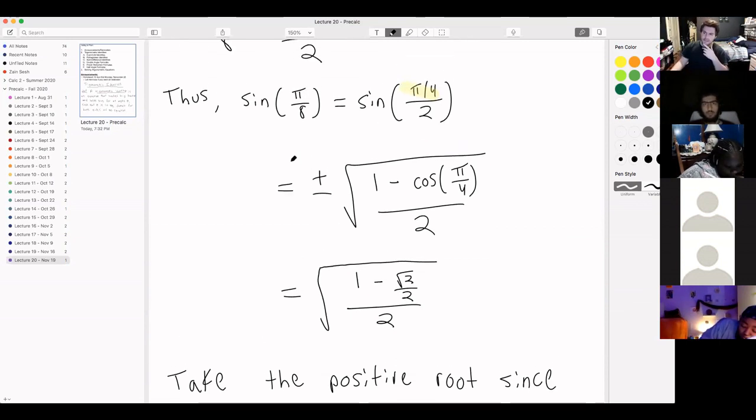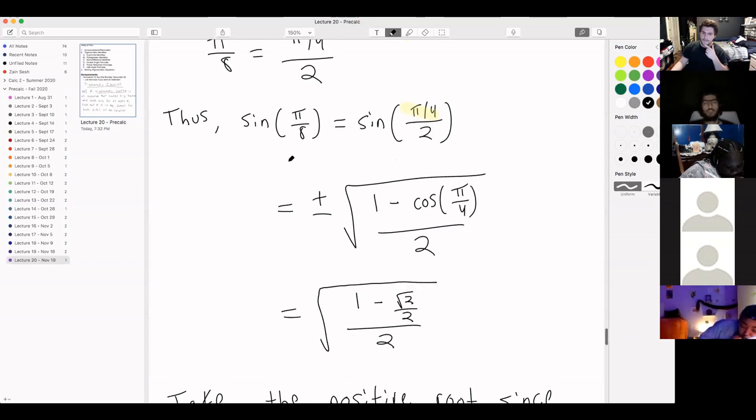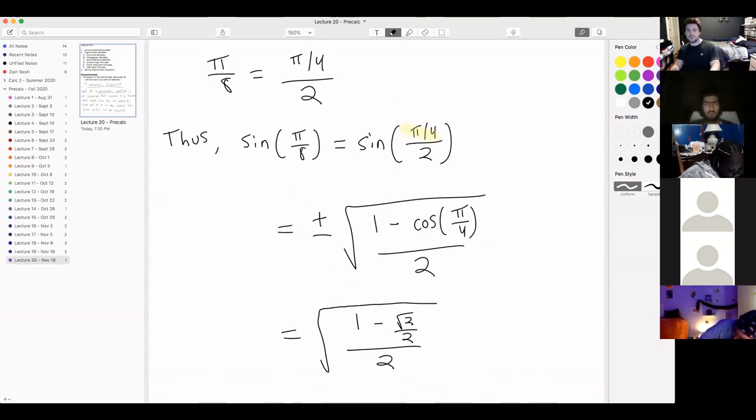Say that again? Would you just have to verify which quadrant you're in? Yes, you need to look at the input and see where that angle lives. What quadrant does pi over 8 live in? I don't know what degrees that is, but it's in the first quadrant for sure. If there was a negative, then it would be in the second quadrant?